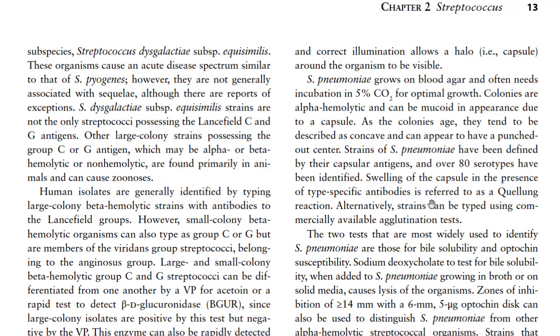Strep pneumoniae grows on blood agar and often needs incubation in 5% CO2 for optimal growth. Colonies are alpha hemolytic and they can be mucoid in appearance due to the capsule. As colonies age, they tend to be described as concave and they can appear to have a punched out center. Strains of strep pneumoniae have been defined by their capsule antigen, and over 80 serotypes have been identified.